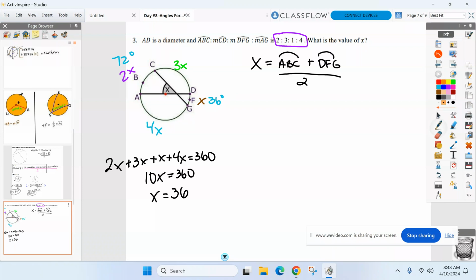So substitute it back in now. That floater angle will equal 36 plus 72 degrees, all divided by 2. That's how you find a floater.